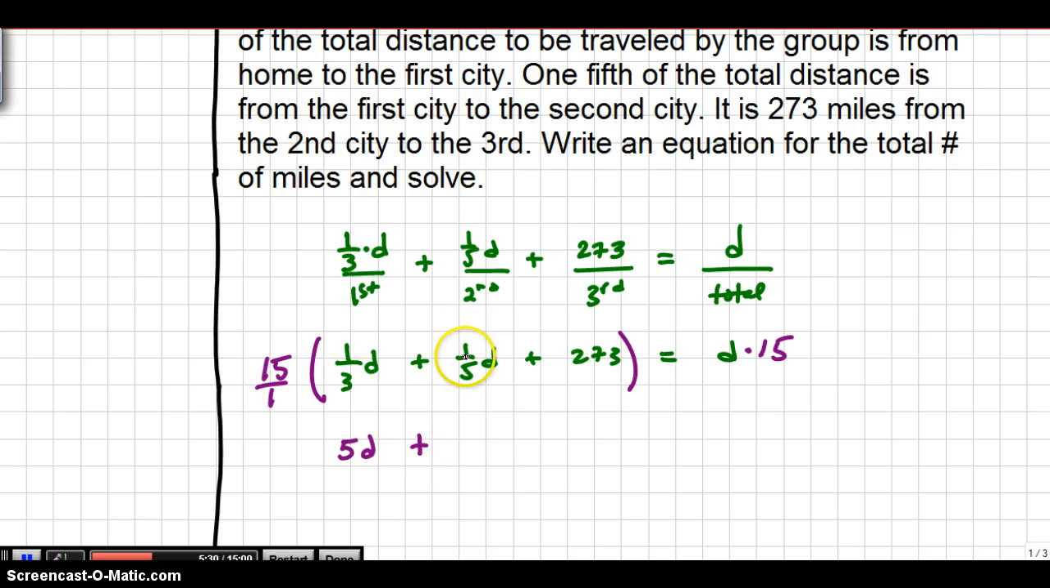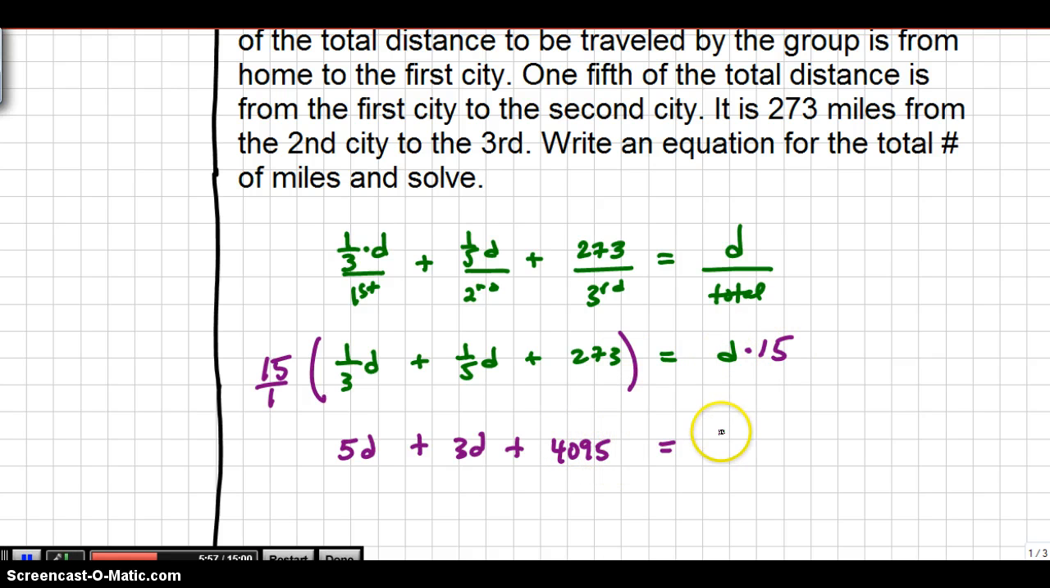We do the same thing on the next one. 15 times 1 on the top is 15. 1 times 5 on the bottom is 5. 15 over 5 is 3D. Then I still need to multiply 15 times 273. Simply just grab my calculator there and multiply that out. 4095. Once I've distributed that 15 to all the different pieces there, the parentheses go away.